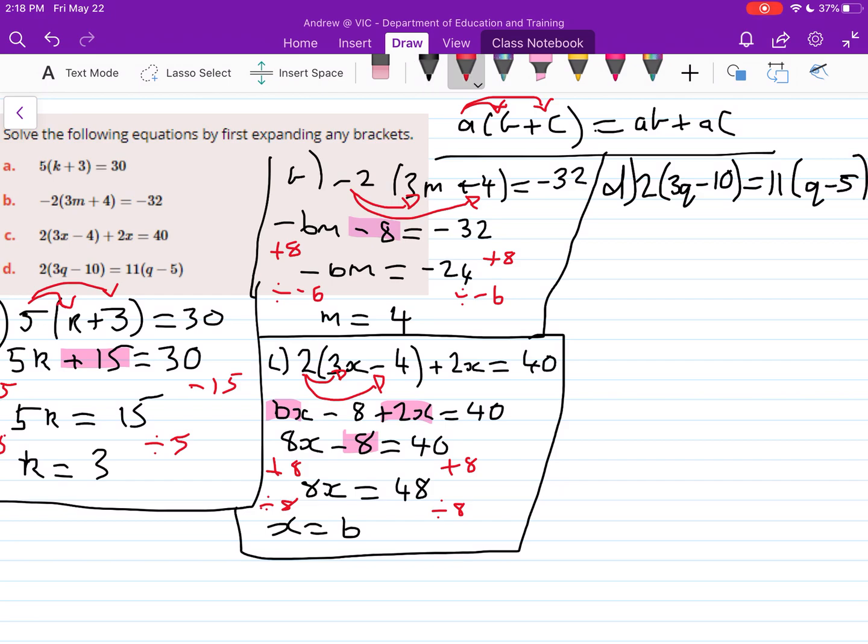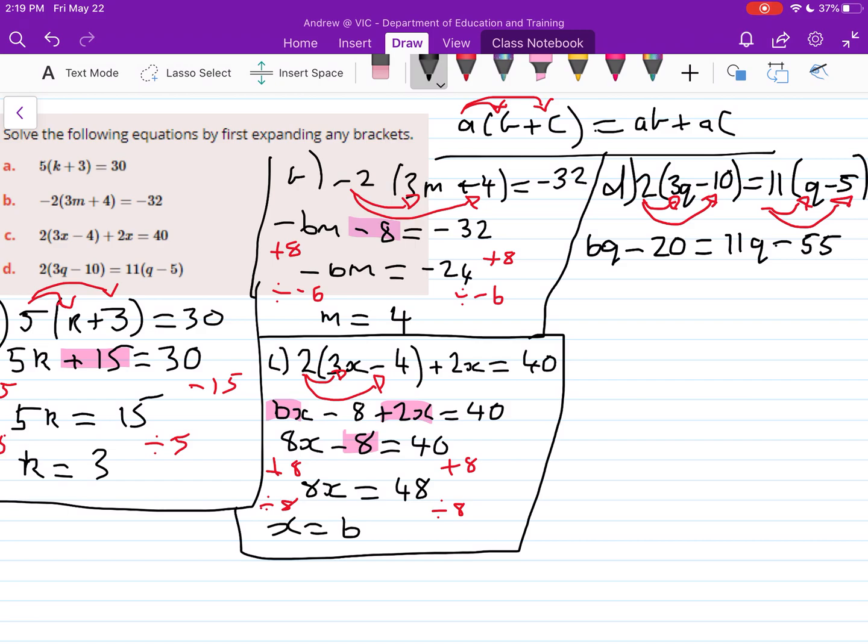So this side we've got 2 times 3q and 2 times negative 10. This side we've got 11 times q and 11 times negative 5. So 2 times 3q, this here is 6q. 2 times negative 10 is negative 20. This is equal to 11 times q, which is 11q, and 11 times negative 5, which is negative 55.